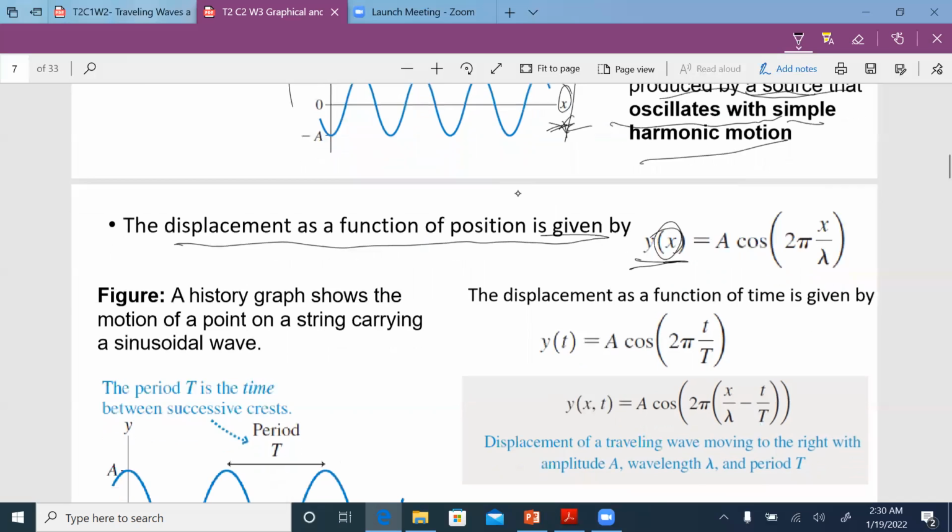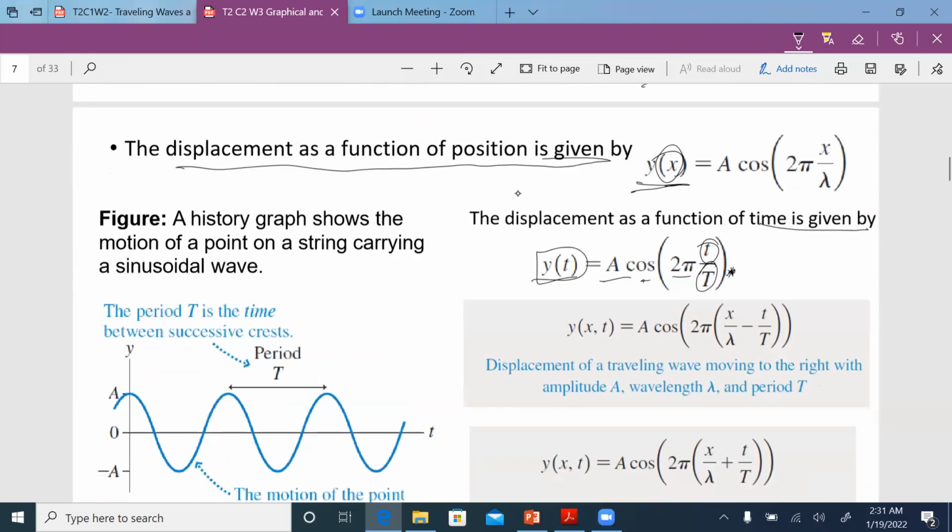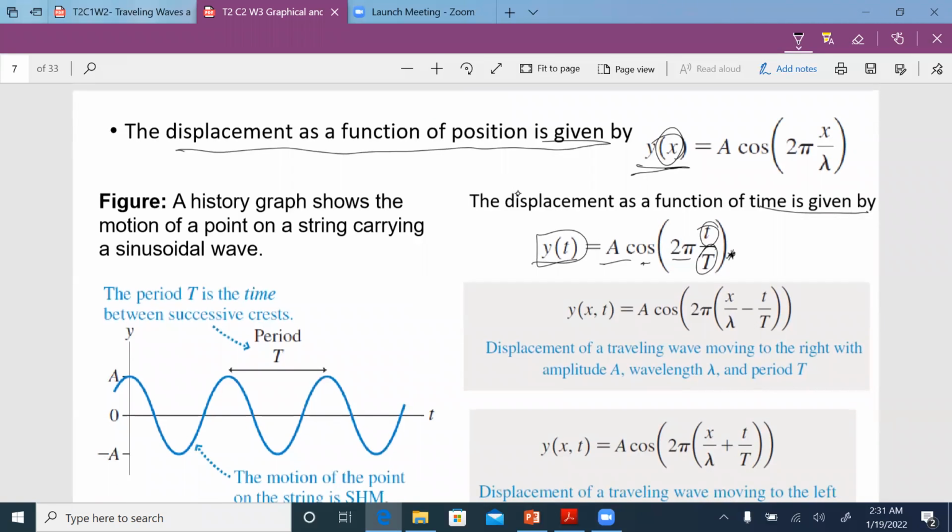But the displacement as a function of time, y of t, is also given as, because in the description of time there's a period, that's why we have T. So we have amplitude cos 2 pi t, time over period, that's small t over capital T.